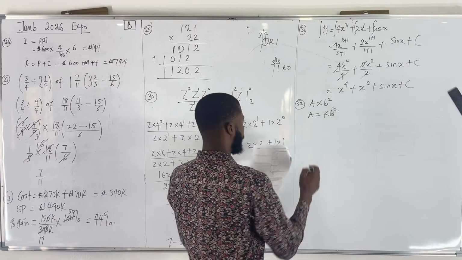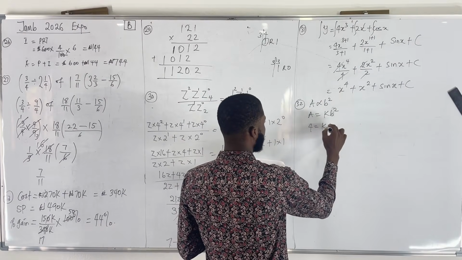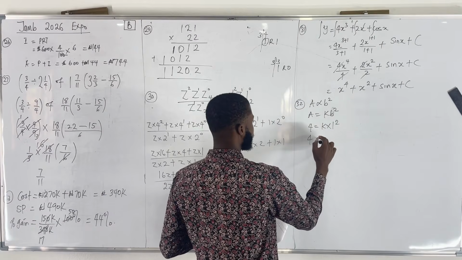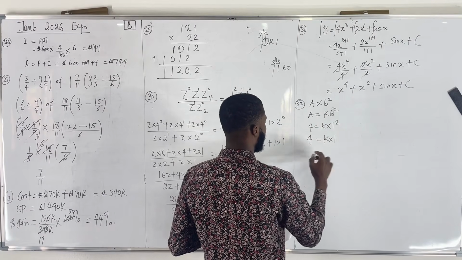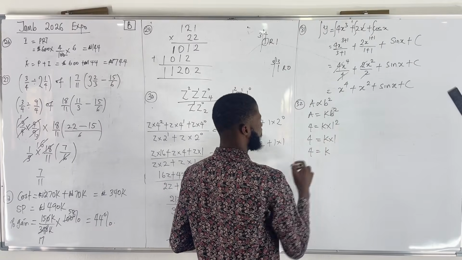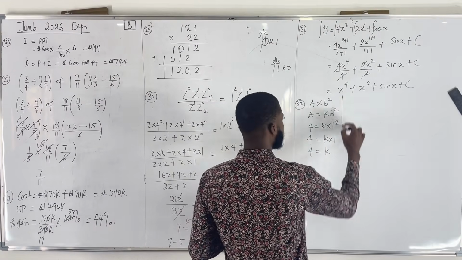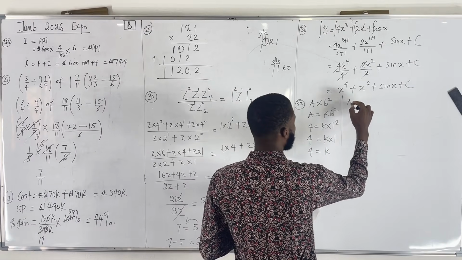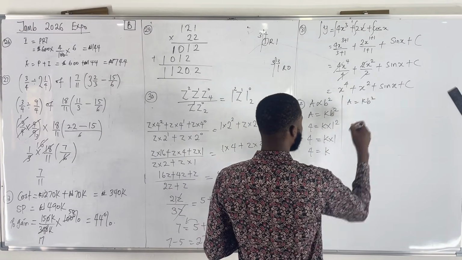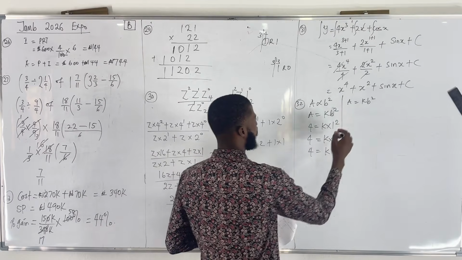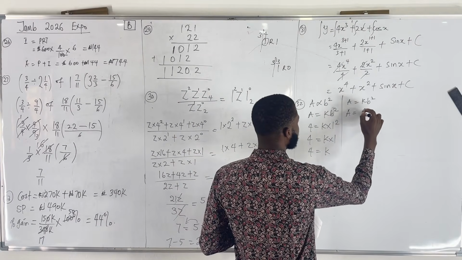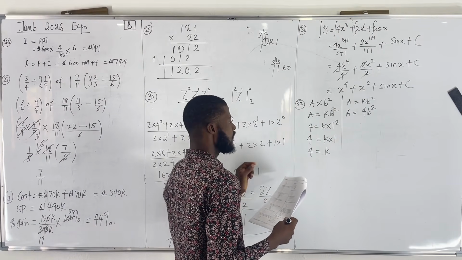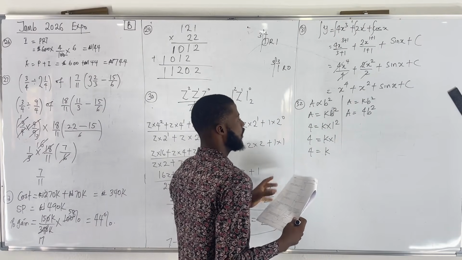Now they said a is 4, so this will be 4 equals k times b is 1, so that's 1 squared. So 4 equals k times 1, so k is what? 4. Now the place where you originally introduced k was a equals k b squared. So anywhere you see k now, put your 4. So this will be a equals 4b squared.